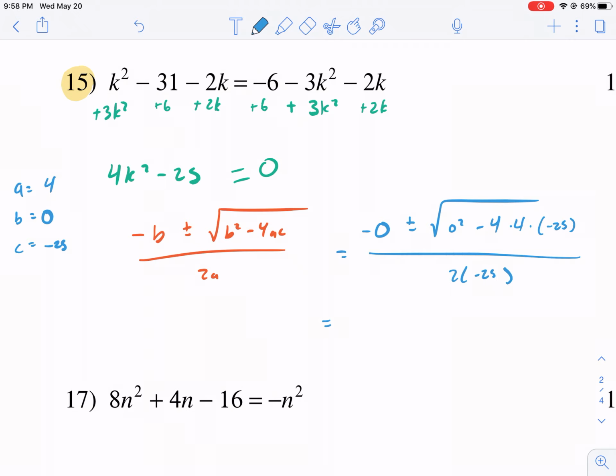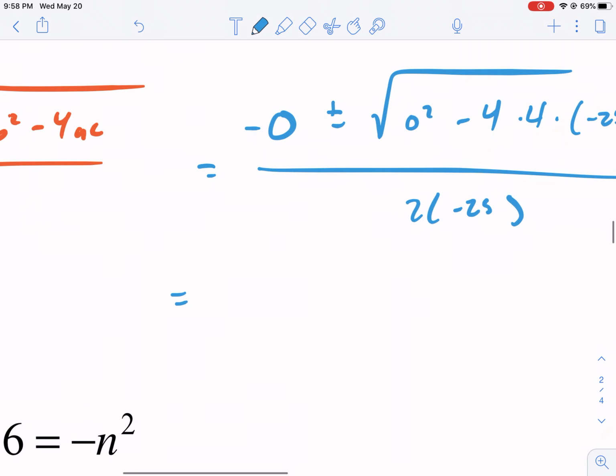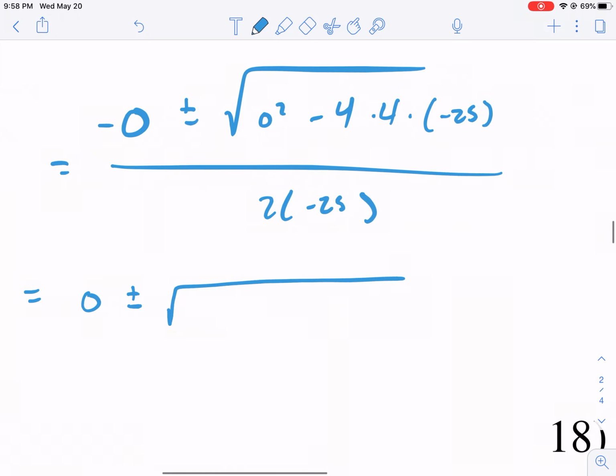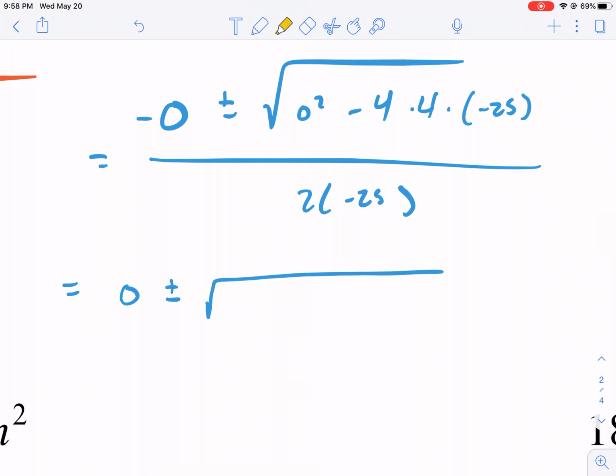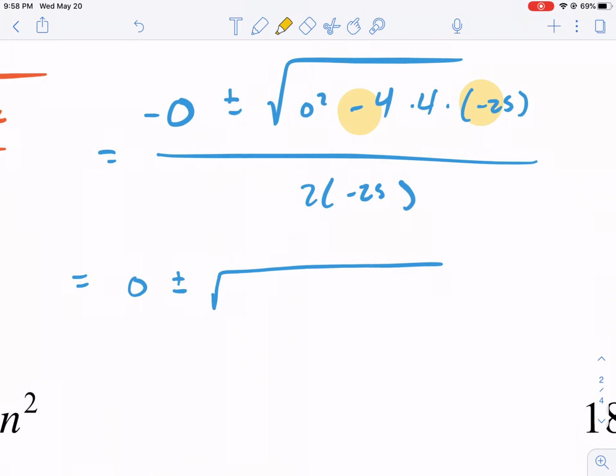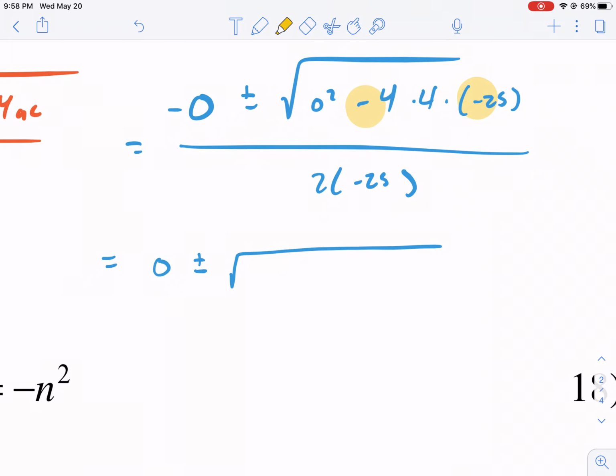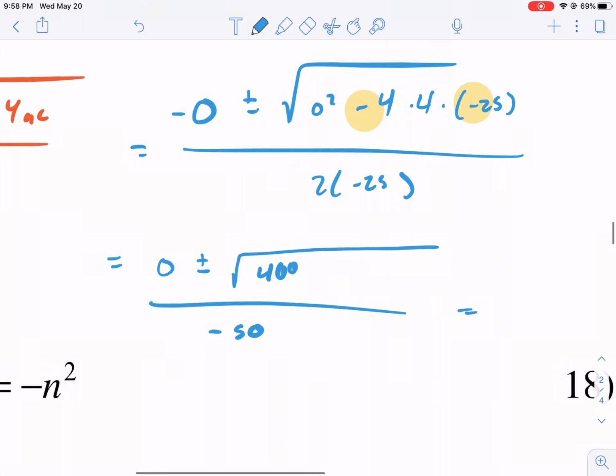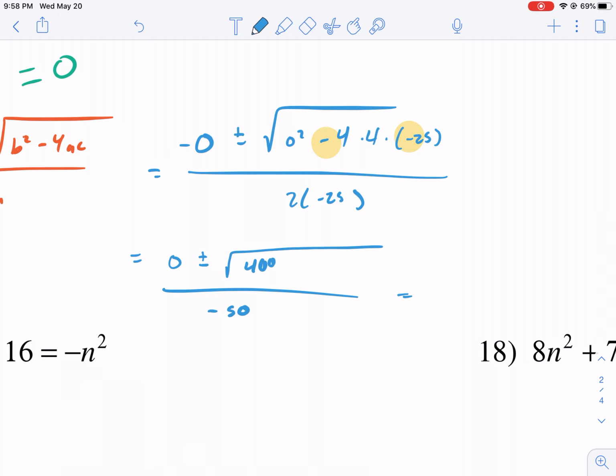Okay, let's simplify. Like I said, a lot of this is just simplifying. So we have 0 plus or minus the square root of, we have negative 4 times negative 25, okay? This is what I said earlier. Anytime we have a negative and negative, it's going to be positive. So we have positive 100, positive 400, all over negative 50. Well, we know the square root of 400 is going to be plus or minus 20. Plus or minus 20 over negative 50.